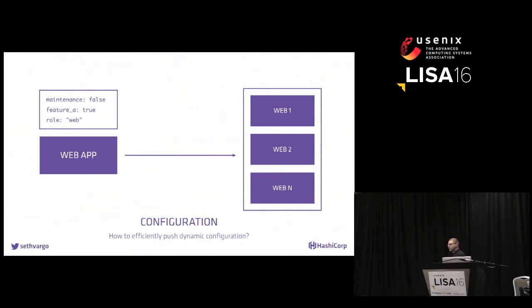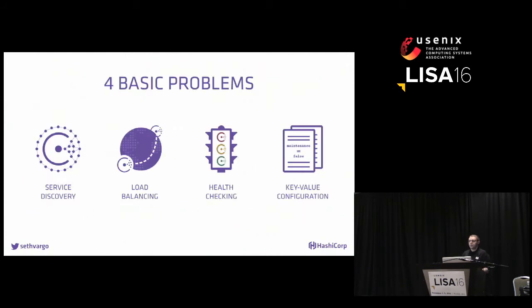If your Chef, Puppet, Ansible, Salt runs take 30 minutes, you don't have that ability, right? You want something very instantaneous, maybe just for a few seconds. So how do we push out dynamic configuration to these nodes? How do we limit that configuration to a subset and control that push?